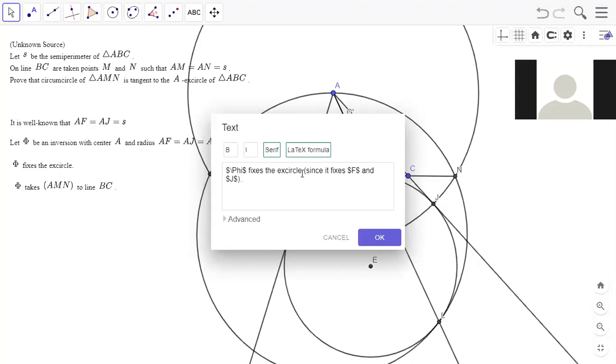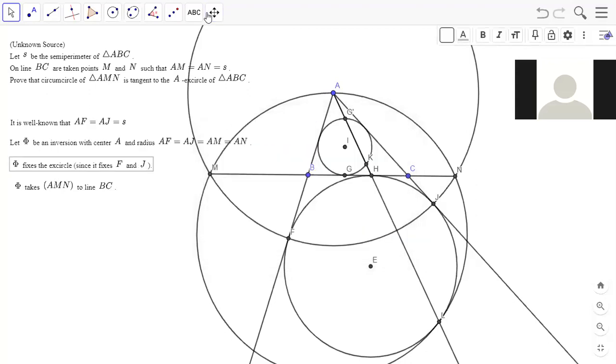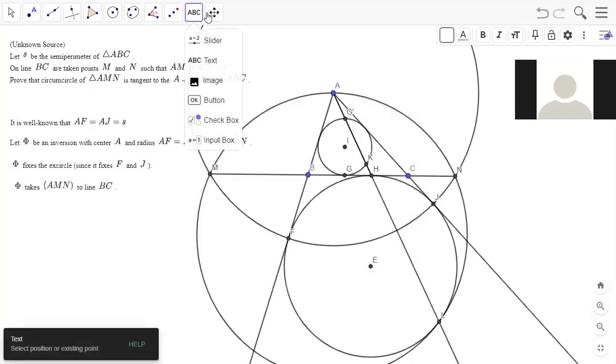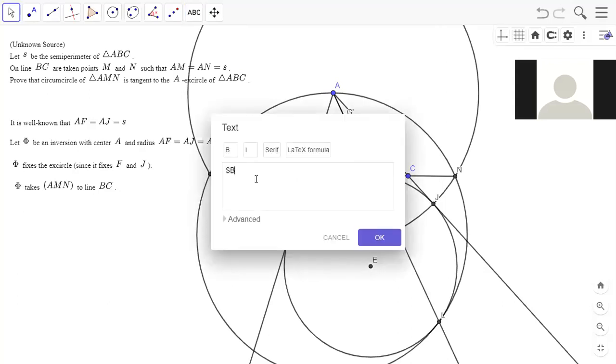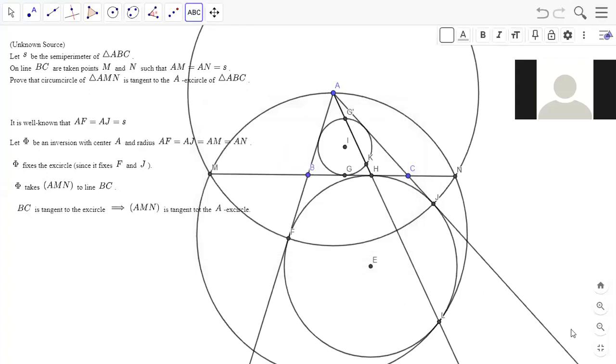All right, I am going to move on to the next one right after this. Serdar just joined. And so we could say BC is tangent to the X circle. And that implies, thanks for joining, Serdar. So that implies AMN is tangent to the AX circle. All right. So yeah, this is a little bit of an easy one once you know to use that inversion. So I will move on to some more problems from Saudi Arabia.